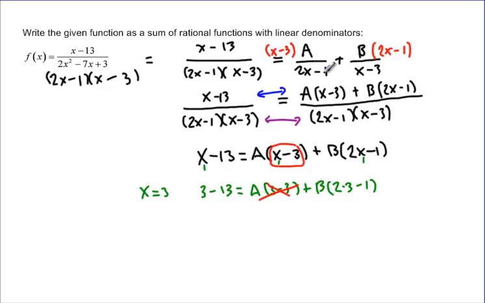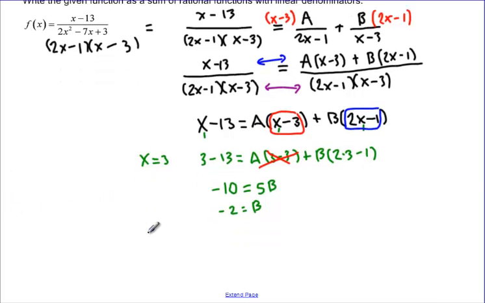So negative 10 is equal to 5B. So B is going to be equal to negative 2. There's my first guy. Well, if I'm going to do that, I also want to then ask, what value of x will make my B term go away and give me a 0 there? And the answer is 1/2.